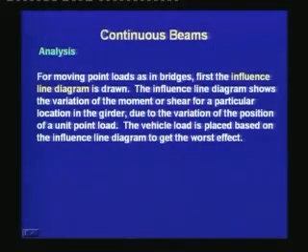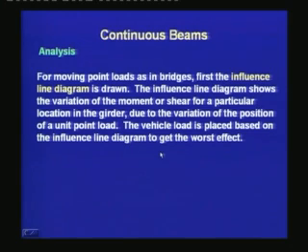For moving point loads, as in bridges, first the influence line diagram is drawn. The influence line diagram shows the variation of the moment or shear for a particular location in the girder due to the variation of the position of a unit point load. The vehicle load is placed based on the influence line diagram to get the worst effect.